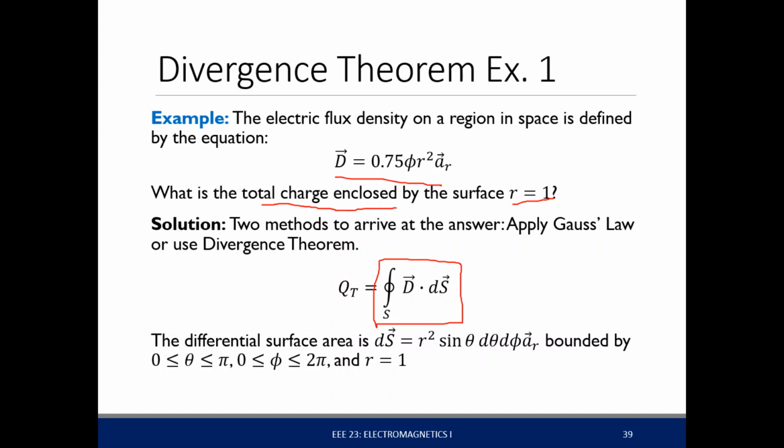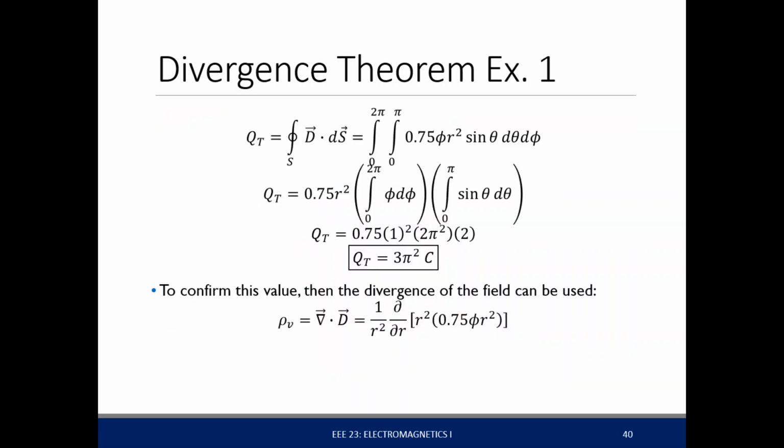The differential surface is this, since it's a sphere, and that is bounded by these values. Okay, we integrate that. So we let r equal to 1, theta is from 0 to pi, phi is from 0 to 2 pi. Integrate that, you get 3 pi squared coulombs. To confirm this value, we get the divergence of the field.